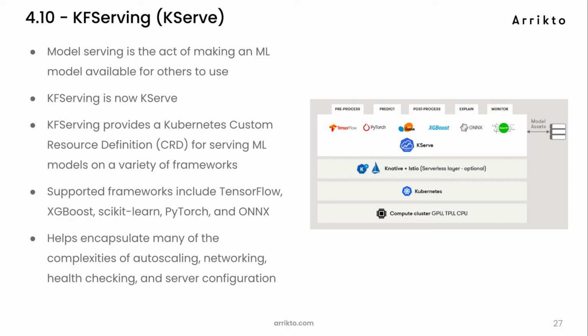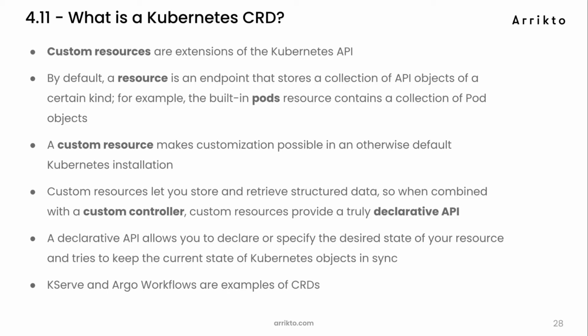Let's back up a little bit and get a little bit more color around what exactly is a Kubernetes CRD. So custom resources are extensions of the existing Kubernetes API. By default, a resource is an endpoint that's going to store a collection of API objects of a certain kind. For example, the built-in pods resource contains a collection of pod objects. A custom resource is what's going to make customization possible in an otherwise default Kubernetes installation.